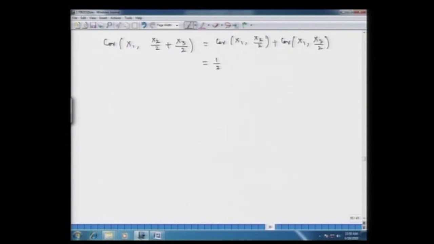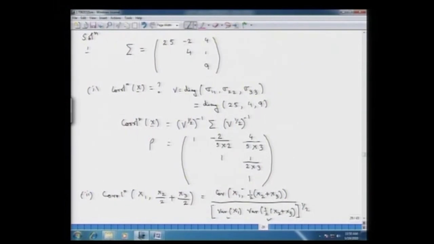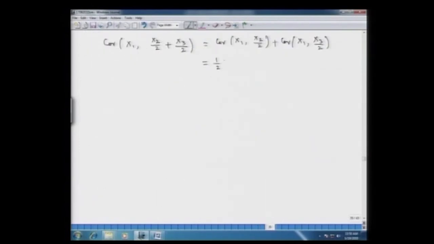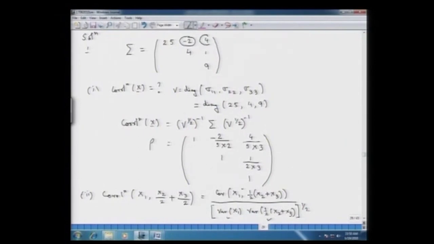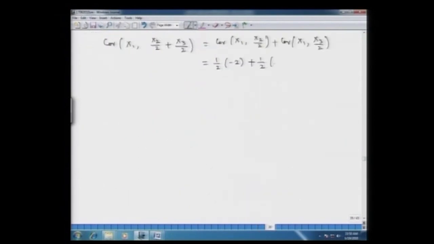So, this is half of covariance between x 1 and x 2. Let us see what is that covariance between x 1 and x 2. So, the covariance between x 1 and x 2 is this element here, minus 2. So, we will have this as minus 2, then plus half of covariance between x 1 and x 3, what is that? So, covariance between x 1 and x 3 is this element 4. So, this is covariance between x 1 and x 3, and that is equal to 4, right. So, this is minus 1 plus 2, so this is equal to 1, right.